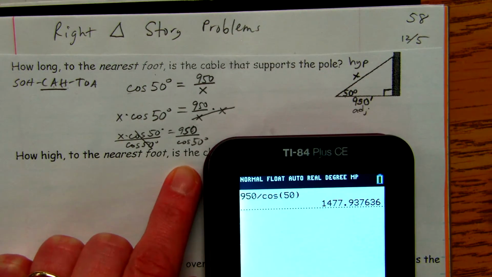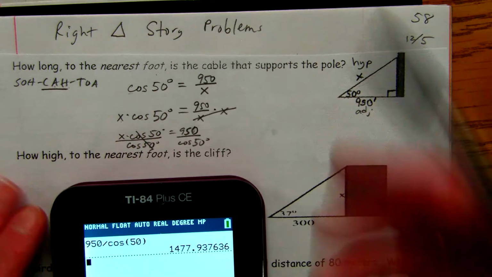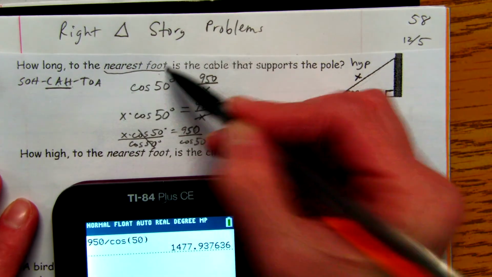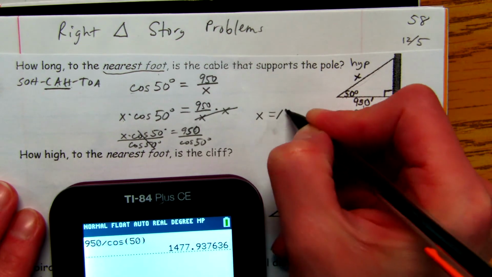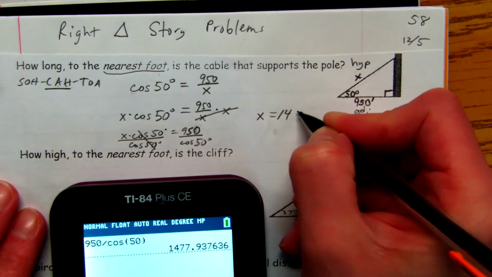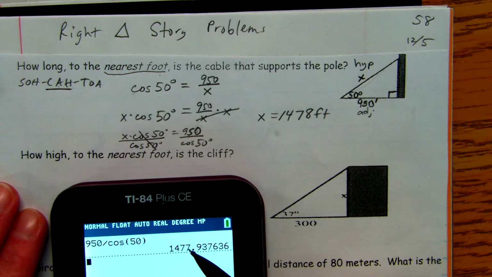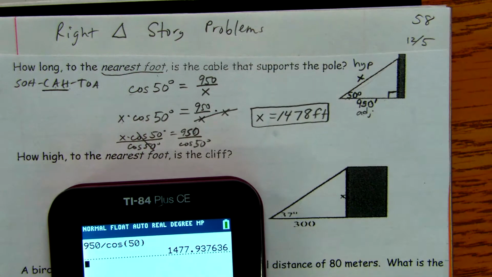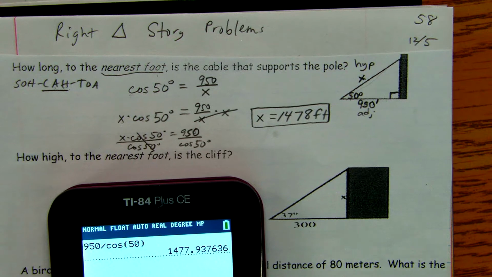If this is 950 feet, this would be a little longer because that's the hypotenuse. It says to the nearest foot, so that would be the nearest whole number. So we're going to say that is 1,478 feet. Since we have that 0.9, we're just going to round that up. On each and every problem, you want to make sure that you are rounding it off to whatever it says.